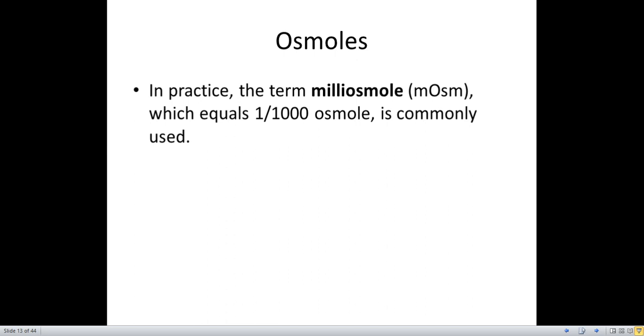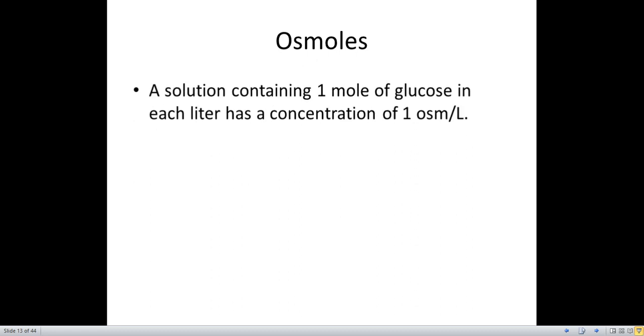However, 1 osmole is quite a big quantity, so in practice, the term milliosmole, which equals 1 divided by 1000 osmole, is commonly used. A solution containing 1 mole of glucose in each liter has a concentration of 1 osmole per liter.